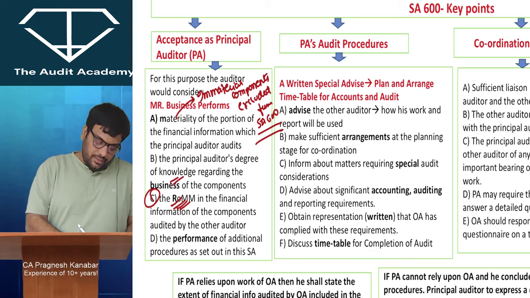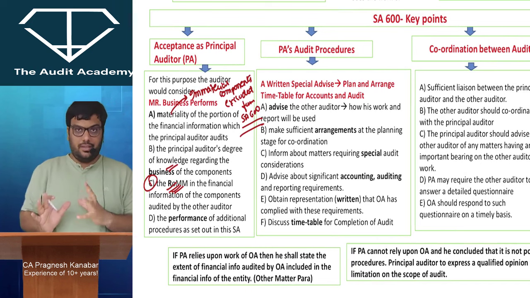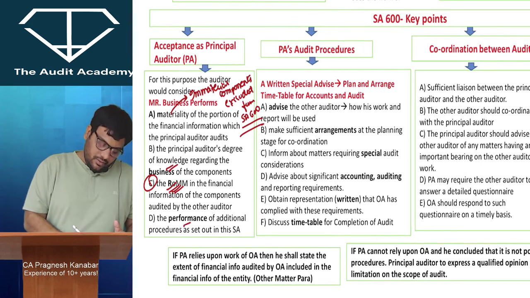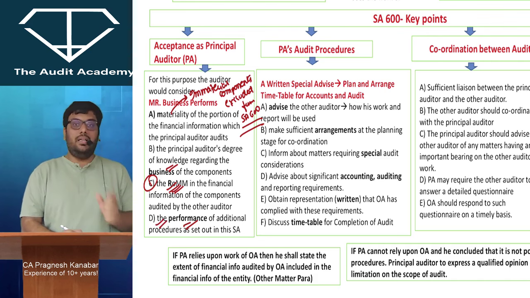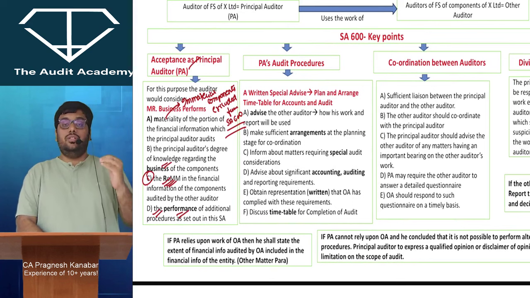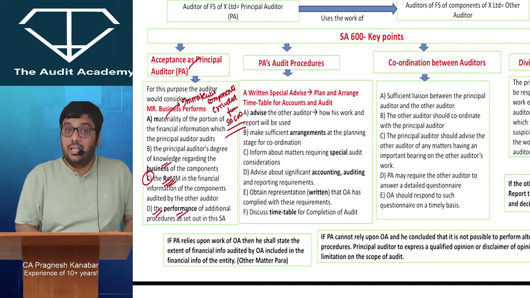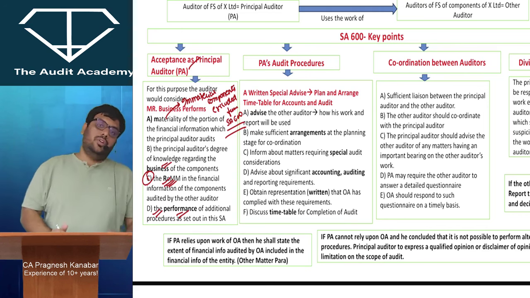Then you should also obtain the knowledge of the business of the components. And once you have this business knowledge, you will perform the additional procedures as given in this SA. So obviously this has to be the last point. This was questioned in July 21 and the line was very clear. Procedure: you need to accept that you are the principal auditor, and for this purpose, what are the considerations? So acceptance as principal auditor, anywhere in the question, these are the points that you are going to write.